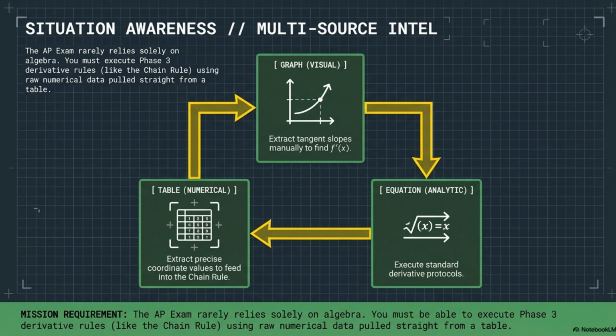Complete situational awareness requires multi-source intel. The AP exam rarely relies solely on clean analytic equations. You must be able to execute Phase 3 derivative rules, like the chain rule, using raw numerical data pulled straight from a table, or by extracting tangent slopes manually from a visual graph.